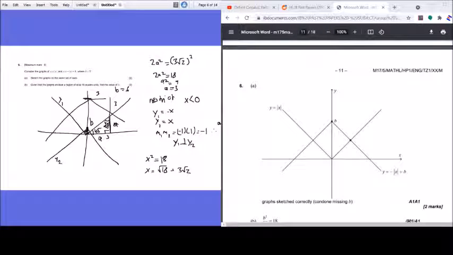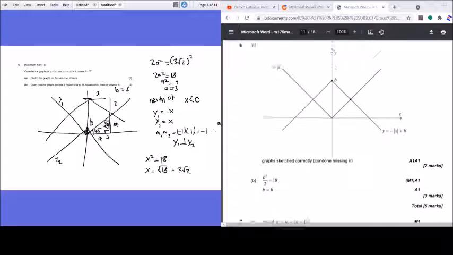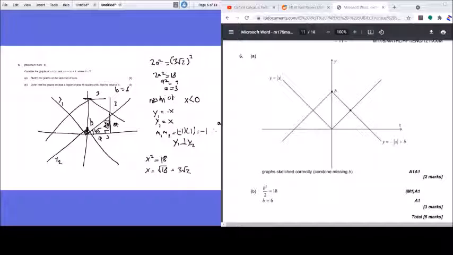Number 6, we have this function right here. Graph sketched correctly, condone missing B. So basically that works. And then B squared over 2, so B equals 6. I didn't actually do that. I did this weird method right here, which I don't know if that actually counts as a point, but I got 4 out of 5 at least.